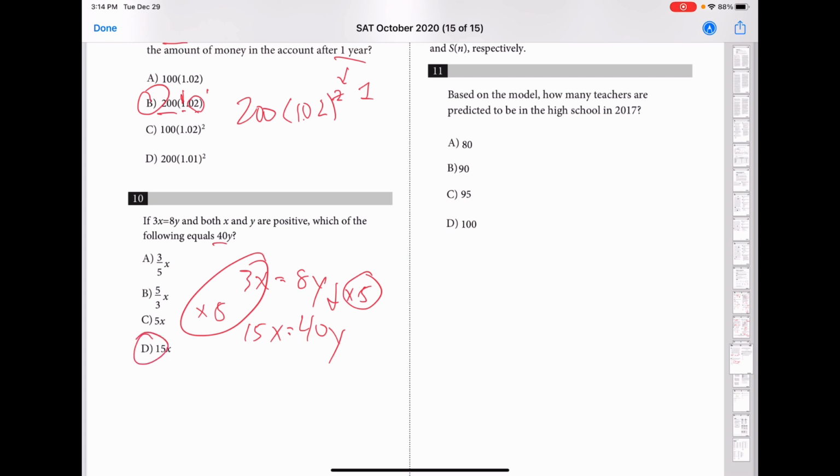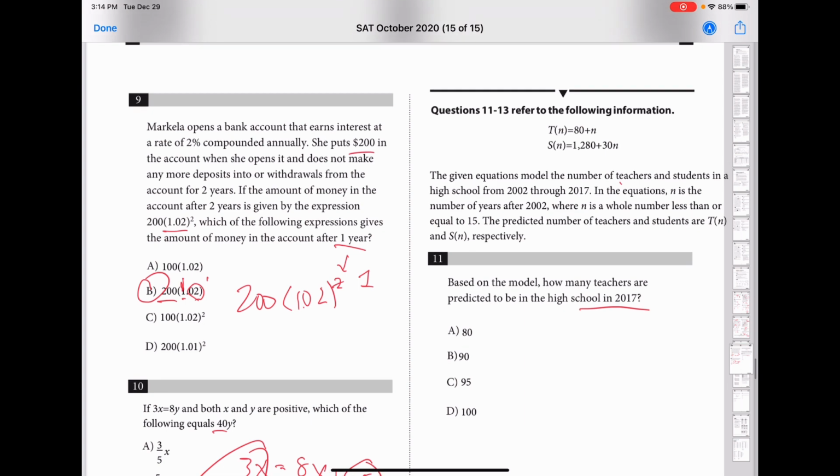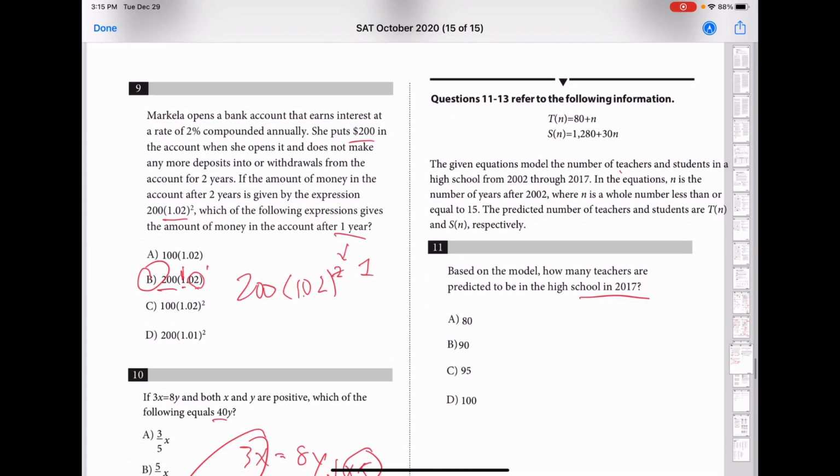Number 11. Based on the model, how many teachers are predicted to be in high school in 2017? Okay, what model are we talking about here? Okay, yeah, so this model. It says the given equations model the number of teachers and the number of students. In the equation, n is the number of years, where n is a whole number less than or equal to 15. The predicted number of teachers is represented by T(n), and S(n) is for students. So we're looking for this top equation in 2017. So 2017 is the full 15 years. So we're going to do T of 15 is equal to 80 plus 15. So we're going to get 95. So T of 15 is equal to 95. The answer is C.